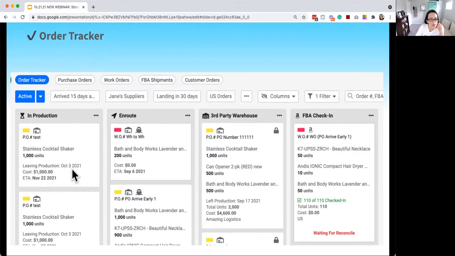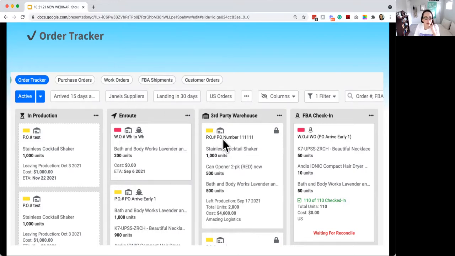You want to have an idea of when is it leaving production? When can I actually ship this so that I am ready with my freight forwarder? I can contact my freight forwarder early to get my inventory shipped. When is it then going to arrive at its final destination? This left production at what point? When is it going to land?